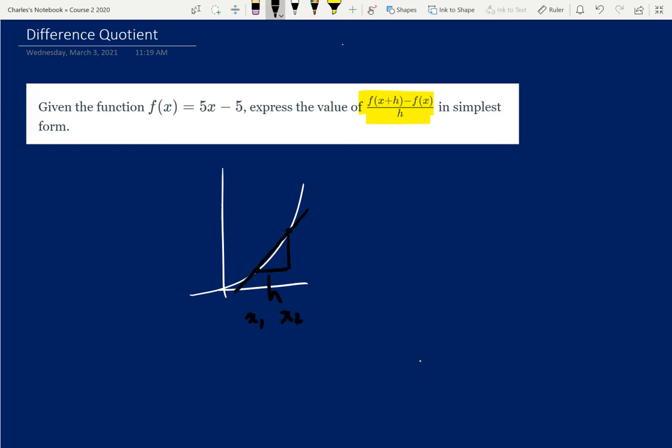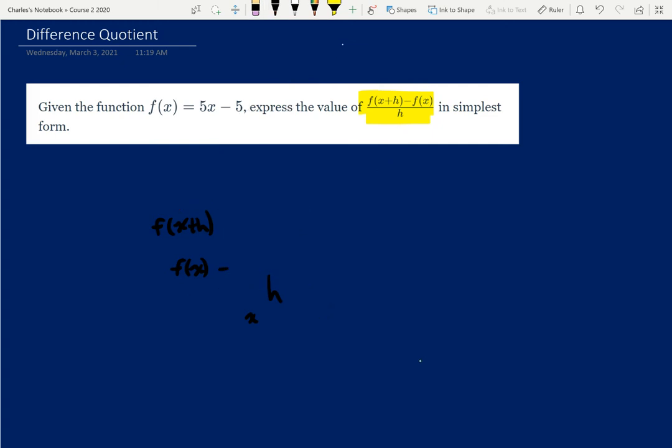So if you think of what this thing is asking you, well, this is f of x, and I guess I could call this x, and instead of calling this x2, I'll call this x plus h. So this is f of x plus h. So what is this asking you? It's asking you y2 minus y1 divided by x2 minus x1. This is a question that's asking you for the slope.